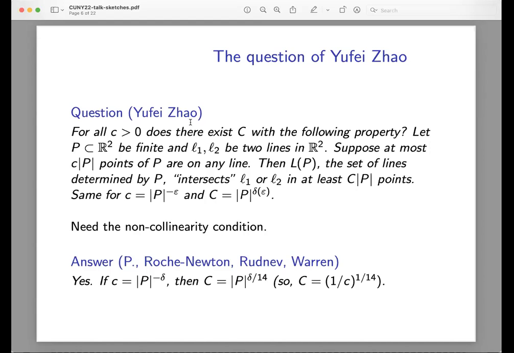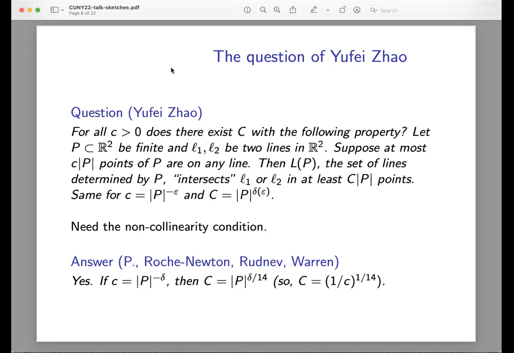In fact, we could do much better than having absolute constants. You can take little c to be the number of points raised to some power minus delta, and then the value of capital C is basically the number of points raised to the delta over 14. So you see a very explicit connection between capital C and little c. One is a power of the other, not some crazy exponential or tower of twos. There's a very nice polynomial dependence. And also, you don't need them to be absolute: little c can tend to 0 as the size of the set tends to infinity.